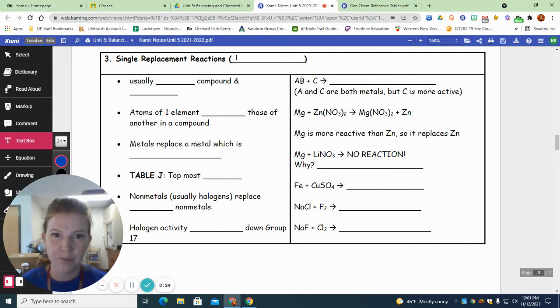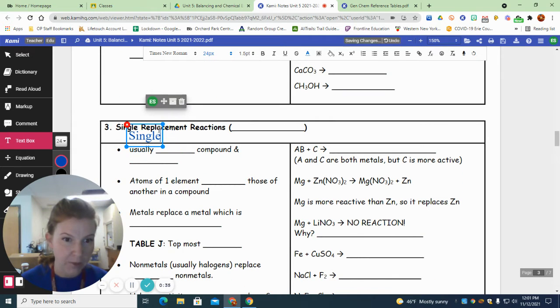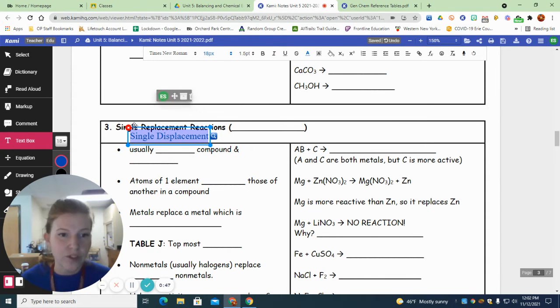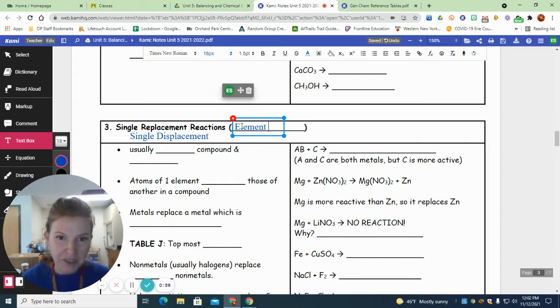So our next reaction type that we're going to talk about is a single replacement reaction, sometimes also referred to as a single displacement reaction. Honestly, it just depends who you're talking to and what textbook you're reading. I have heard both. The Regents tends to use the term single replacement, which is what we will typically be using, but they mean the same thing. So the general idea of a single replacement reaction is that you have an element plus a compound giving you an element plus a compound.